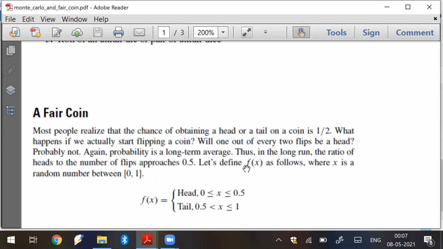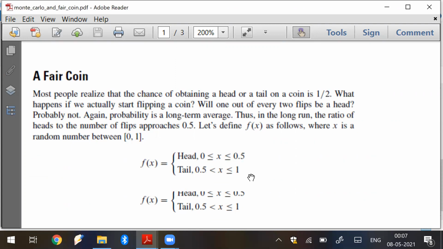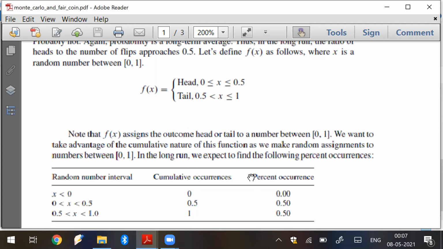How is this fx function working? It is assigning head whenever x, a random number between 0 and 1, lies between 0 and 0.5. And if it falls between 0.5 and 1, fx will assign tail. Now you see, fx assigns the outcome head or tail to a number between 0 and 1. And this will form the basis for the Monte Carlo algorithm.